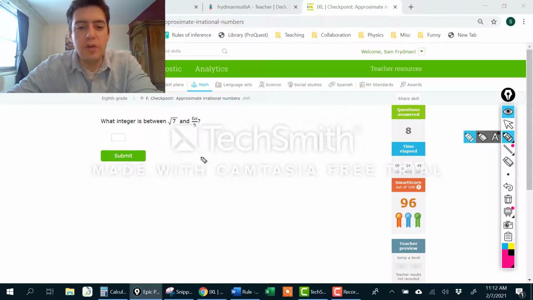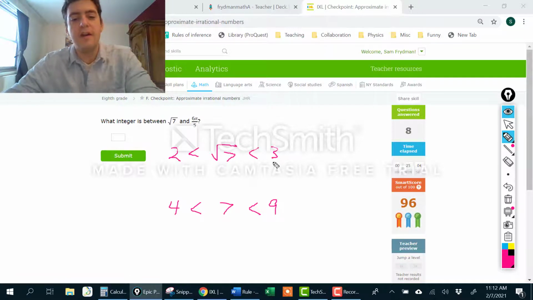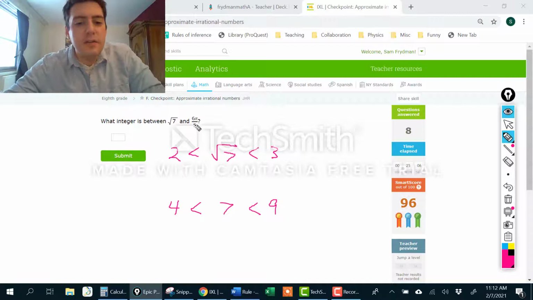So the square root of 7, let's take 7 itself, is between 9 and 4. So I know the square root of 7 is somewhere between 2 and 3. Those are the square roots of 4 and 9. And let's see if we can do some reasoning over here.